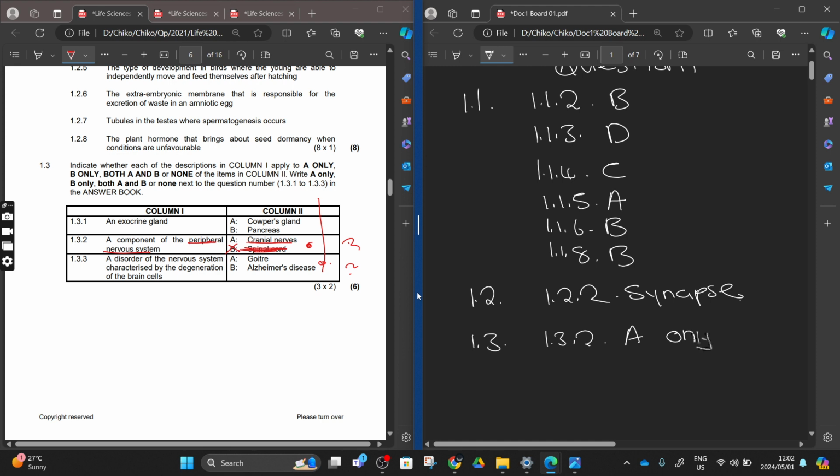Don't forget, A only. And then we go to our 1.3.3, but this is the disorder of a nervous system characterized by degeneration of the brain cell. Degeneration, we know that this one is our Alzheimer. They are degenerating or dying, right? So that is going to be B only. Now you have secured 4 marks here. You can see it's 3 multiplied by 2, 1, 2, 1, 2, 1, 2. So now you'll get this 4 there, right?